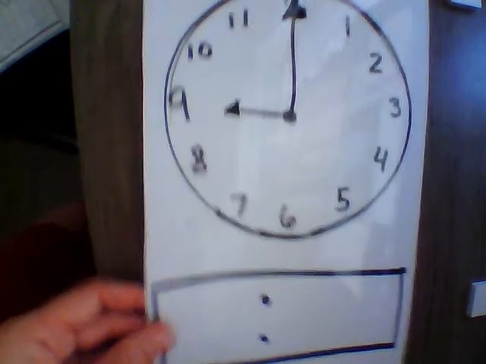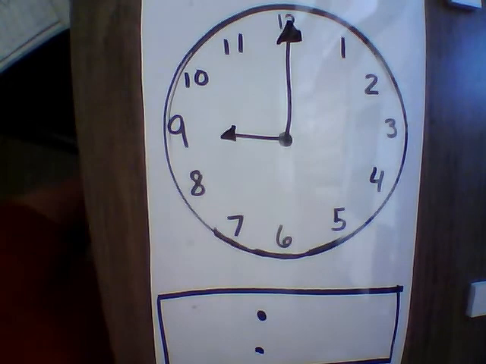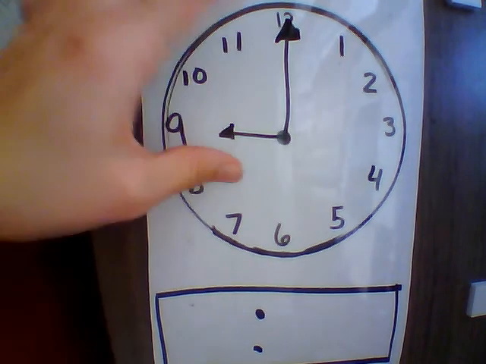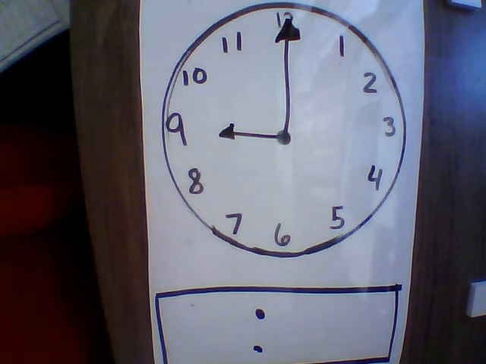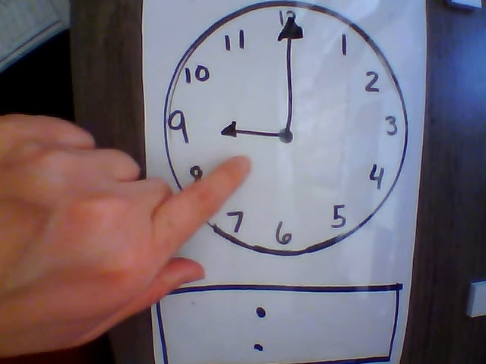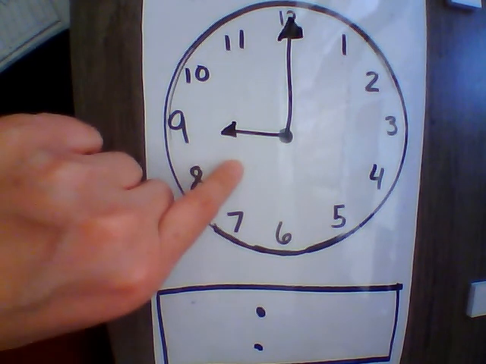Moving on to our clock. So we have to look at the clock, and first we have to identify which hand we start with. So we have the smaller hand, and we have the larger hand. So which hand do we start with? I hope you said the smaller hand. We always start with the smallest one first. And what is that called? Is that our hour or is that our minute?